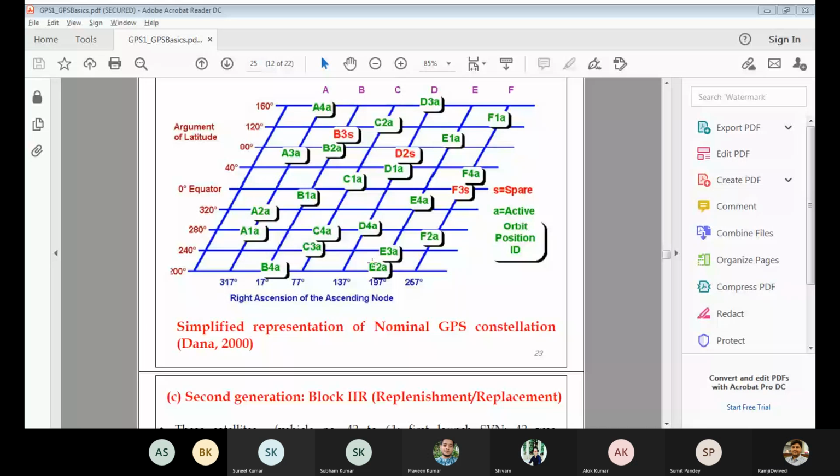Then you have Block IIR, which is replenishment. There I told you that they have the capability to navigate autonomously, using the 50 hertz navigation data, which enables them to operate for at least 180 days. They have reprogrammable satellite processors, enabling problem fixes in flight and increased autonomy.